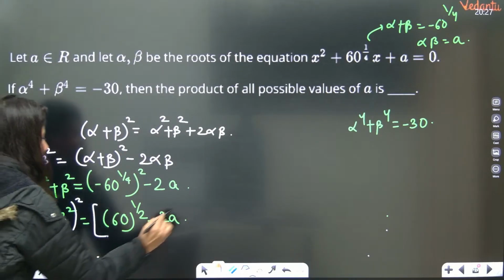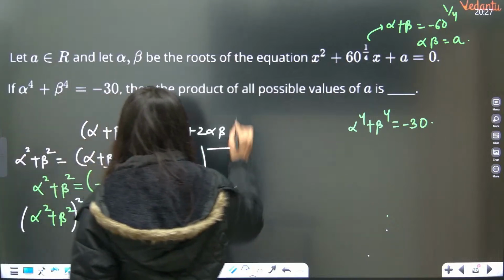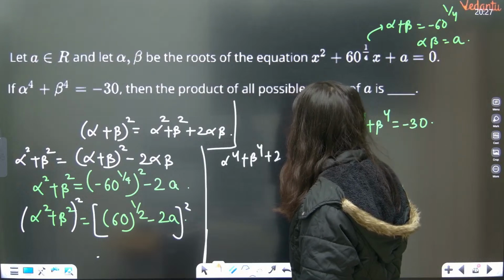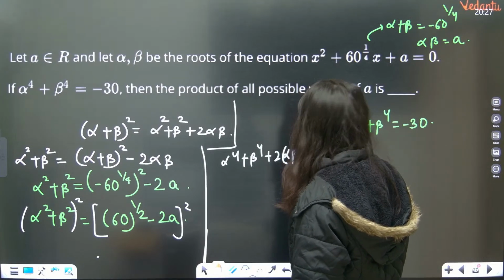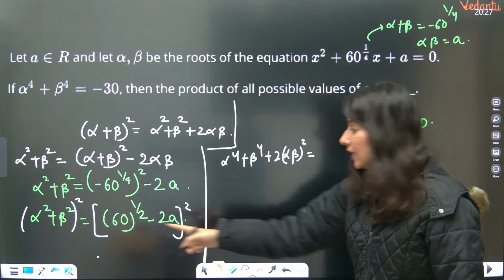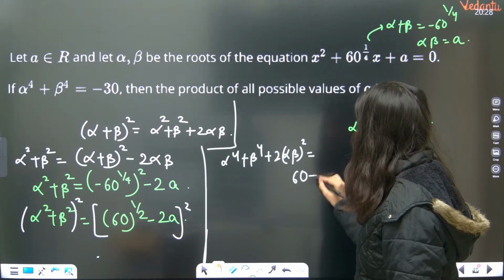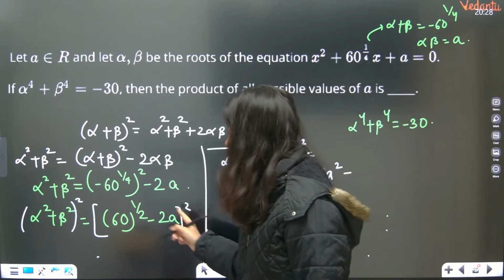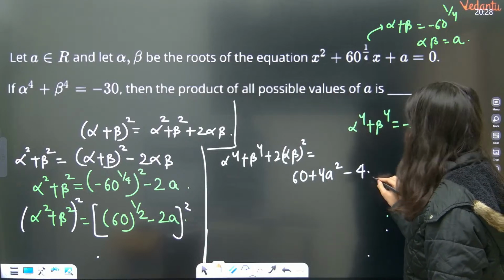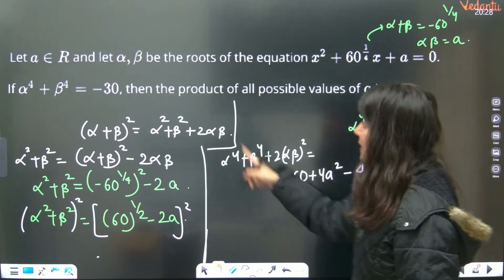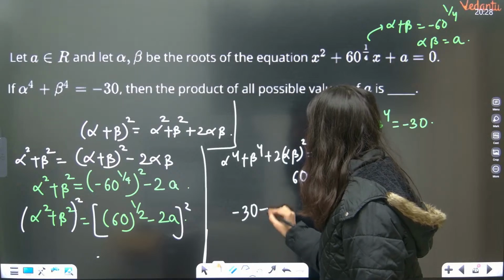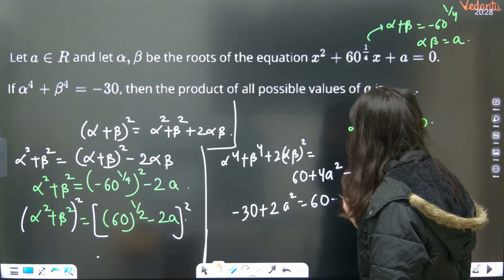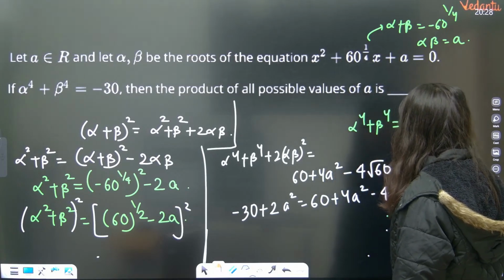Square this, square this. What do we get? Tell me. Alpha power 4 plus beta power 4 plus 2 alpha beta whole square is equal to, now square it, 60 plus 4a square and minus 2 2s are 4 root 60. This is given as minus 30 plus 2 alpha beta is your a square, and this is 60 plus 4a square minus 4 root 60.